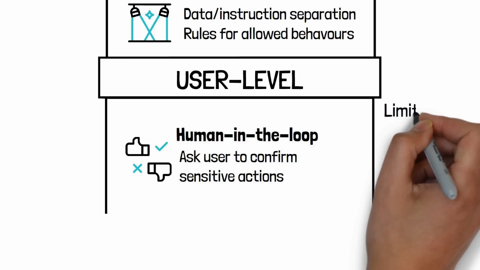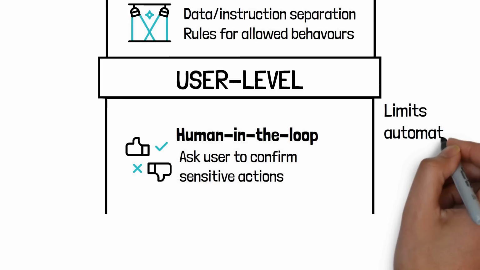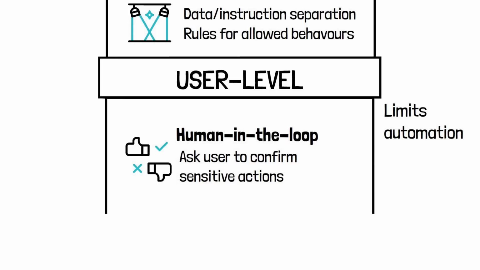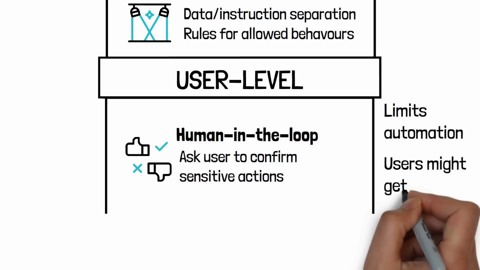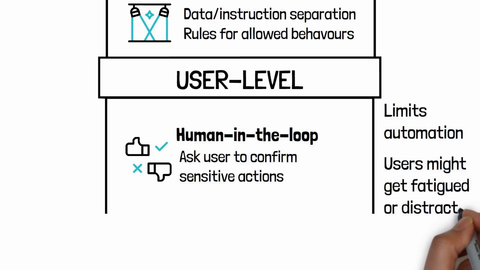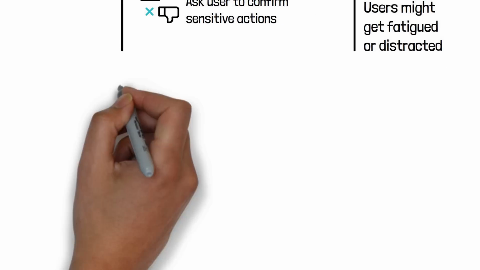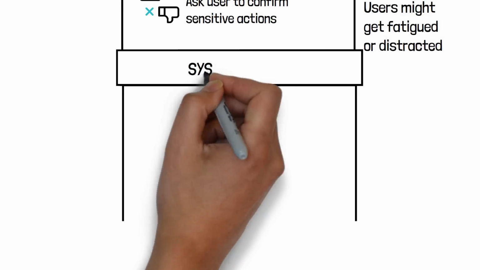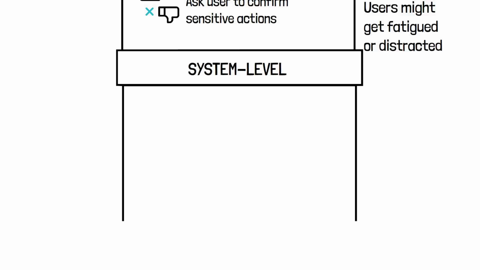It limits automation, and if confirmation is required too often, users might get fatigued or distracted and end up approving actions without reviewing them properly. Then we have system-level defenses, which fall into 2 broad categories.